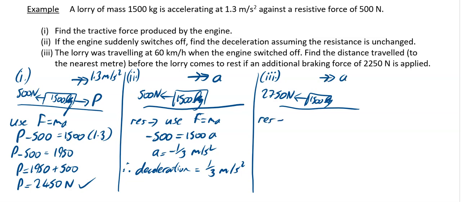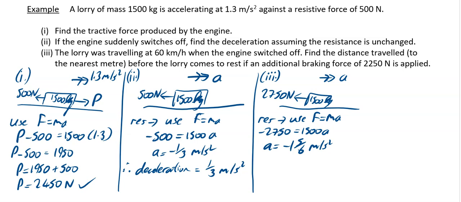So we're going to resolve horizontally using F equals ma. So that's minus 2,750 is equal to 1,500a, which means your A works out to be minus 1.56. Leave it as that. That's perfect for your acceleration.